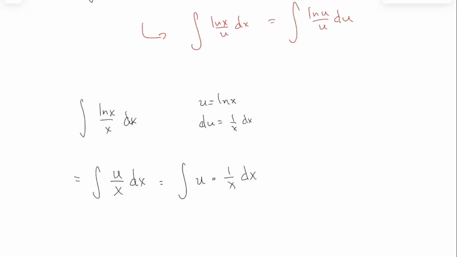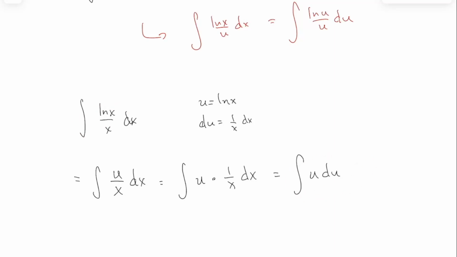Any thoughts? What should I do from here to continue substituting? Yeah? Replace 1 over x dx with du. Yeah, 1 over x dx is du right here, this guy. So 1 over x dx becomes du. This is u du. And now I, again, feel like a good boy, but even better this time. Now, this is actually a successful substitution because now this is not the same as what I started with. It's quite a bit easier.